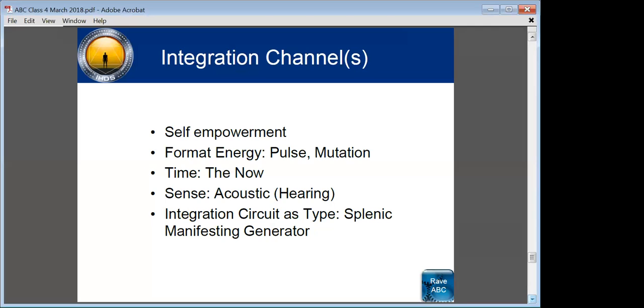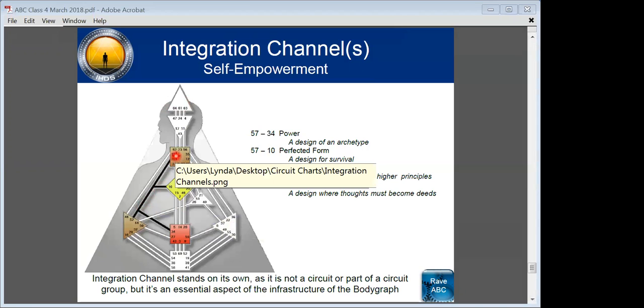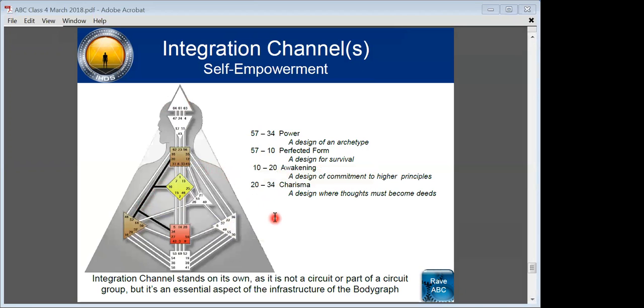All of those are present within these interesting channels, and these are the channel names. So this is how you can also see what's missing here, what comes from individual circuitry. The 34-20 is here, and the 34-20 is the channel of charisma. So let's see, I'll try the spotlight. Here we have the sacral. The 34 can also go to the 20. So that's going to be the channel of charisma.